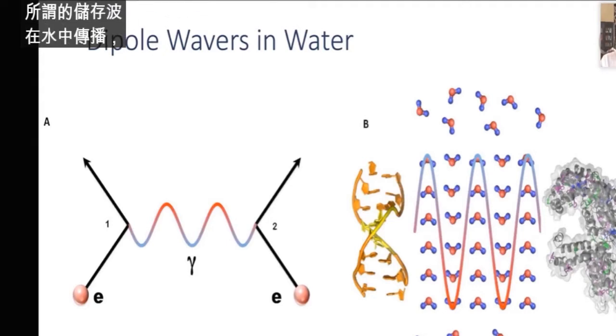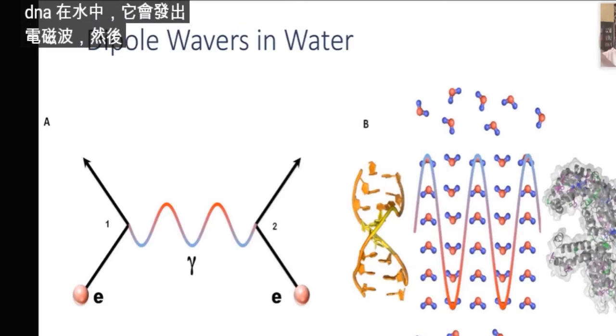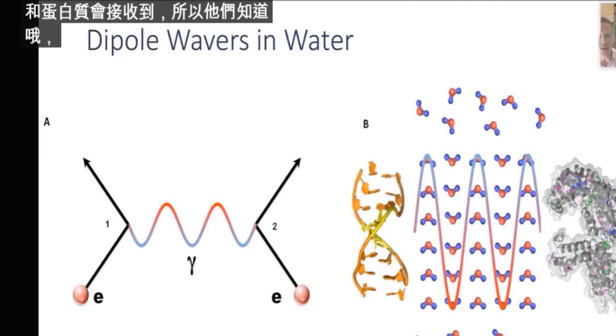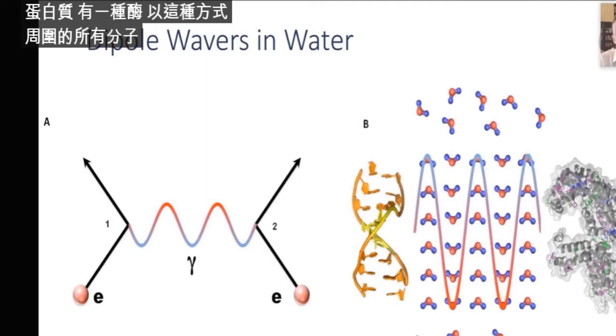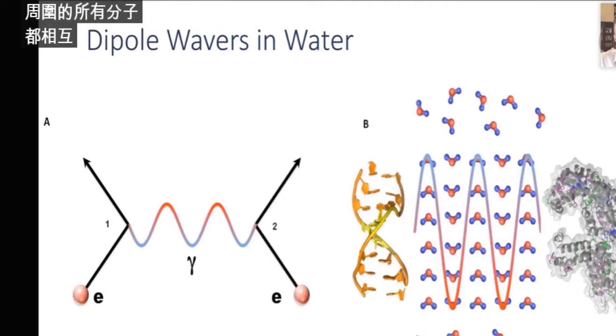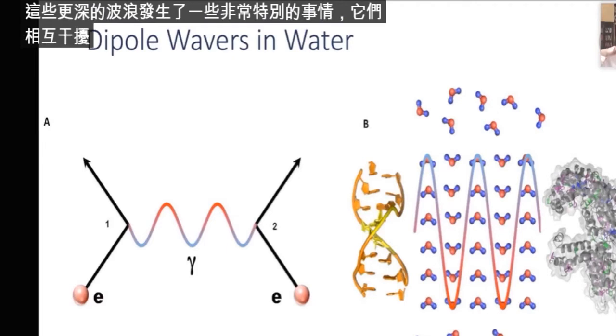For example, if the DNA is in the water, it emanates electromagnetic waves, which then enzymes and proteins are receiving. So they know, oh, there's the DNA, and the DNA knows there's a protein, there's an enzyme. In this way, all the molecules in the surrounding interact with each other. They perceive each other. They have a holographic perception of its environment. And then something very, very special happens to these dipole waves. They're interfering with each other.